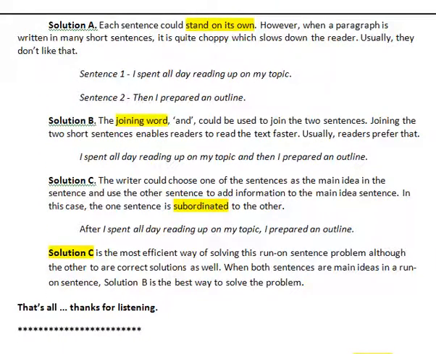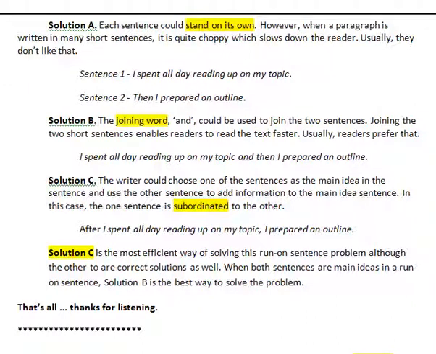Solution A. Each sentence could stand on its own. However, when a paragraph is written in many short sentences, it becomes choppy, which slows down the reader. Usually they don't like it. Sentence 1, I spent all day reading on my topic. Sentence 2, then I prepared an outline. Solution B, the joining word and could be used to join the two sentences. Joining the two short sentences enables readers to read the text faster. Usually, readers prefer that. I spent all day reading up on my topic and then I prepared an outline.